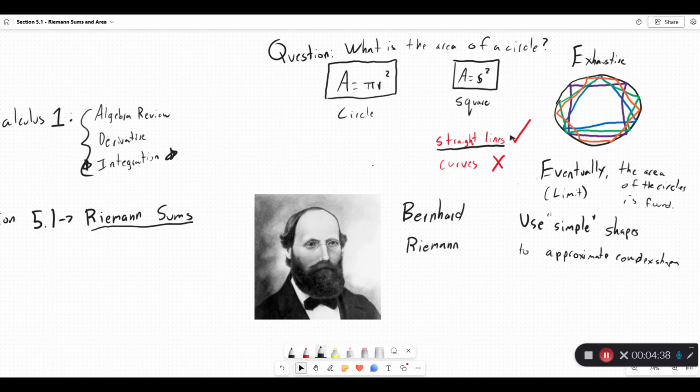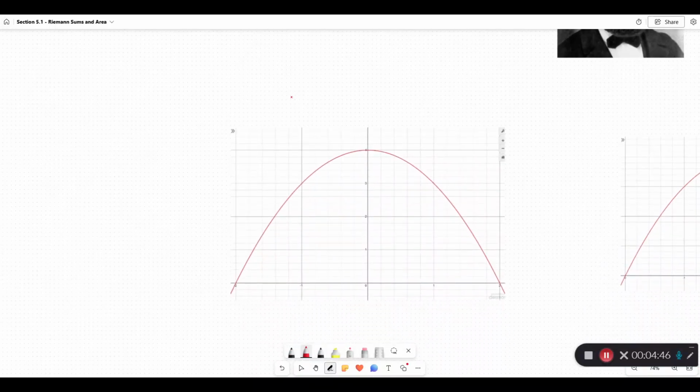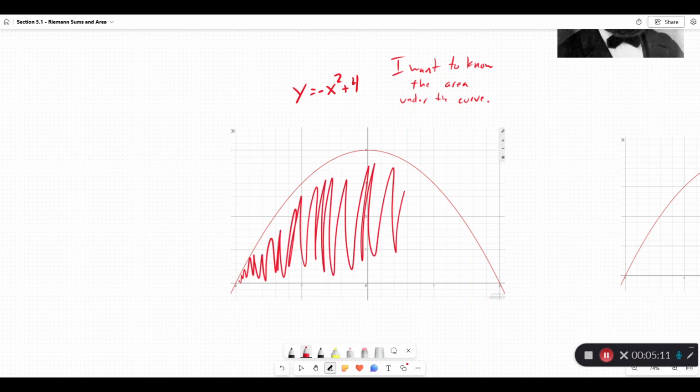So we want to take this method of exhaustion and talk about a very practical thing that we can start doing with our function. For the record, this is the function y equals negative x squared plus 4. And I want to know the area under the curve, which is the area between the curve and the x-axis. So just to do some sketching, all of this area is what I would like to know.